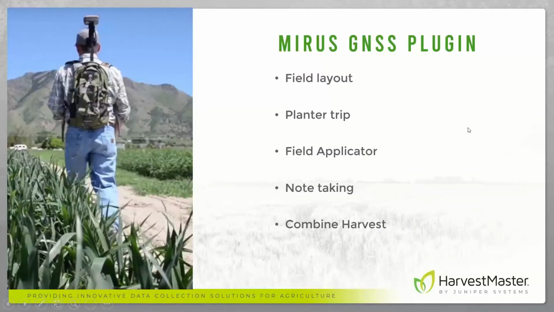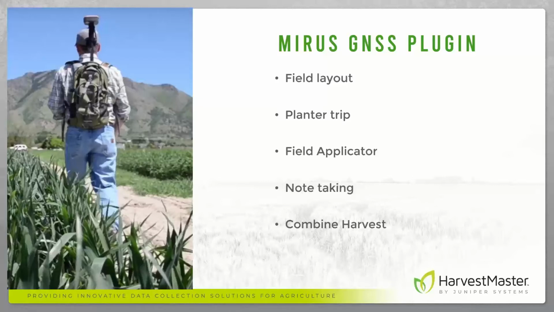Okay, so with the MIRUS GNSS plugin, some of the basic features are being able to do what we call the field layout, where you can go to a worked up field and start determining where you want to put your plots and setting the four corners. We'll show you a little more detail about that in a minute. You can also use it, as I mentioned, to trip planters.